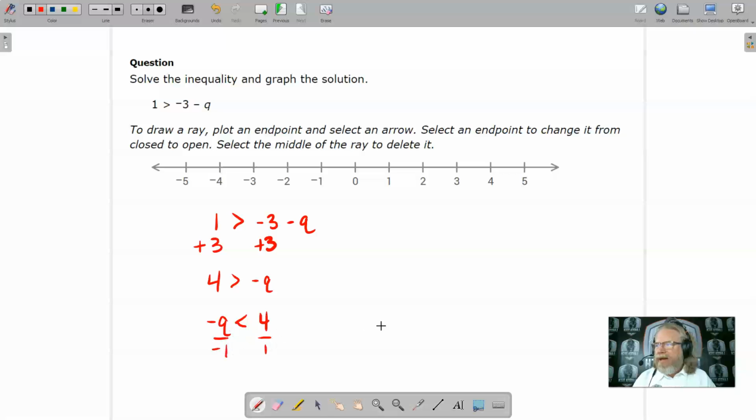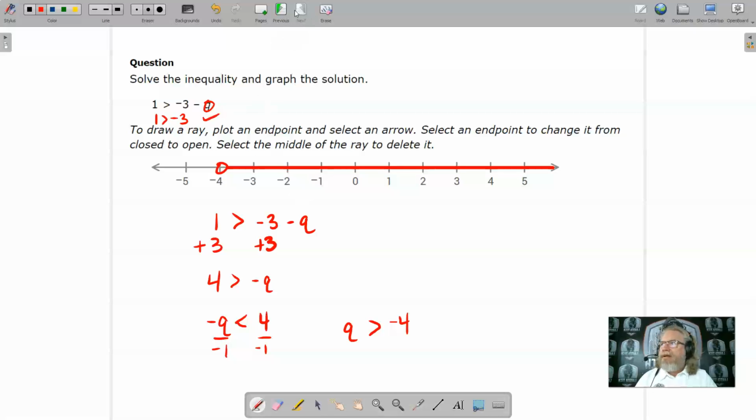Whenever I divide by negative 1, the arrow is going to change directions, correct? That's going to leave me a positive q on the left. This is a negative 1, so I'm going to get negative 4. So finding negative 4 here, and it should be going to the left. And I could always plug in a 0, and see if it produces a true statement. Negative 3 minus 0 would just be negative 3. 1 is greater than negative 3, and that is a true statement. So my arrow is in the correct direction.